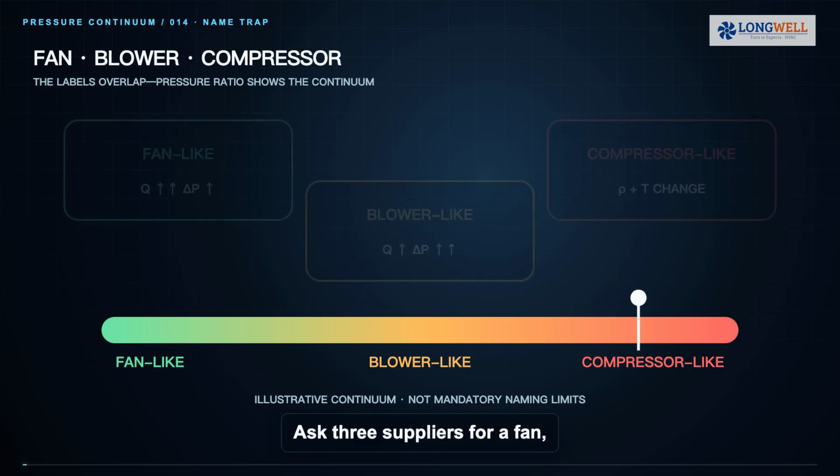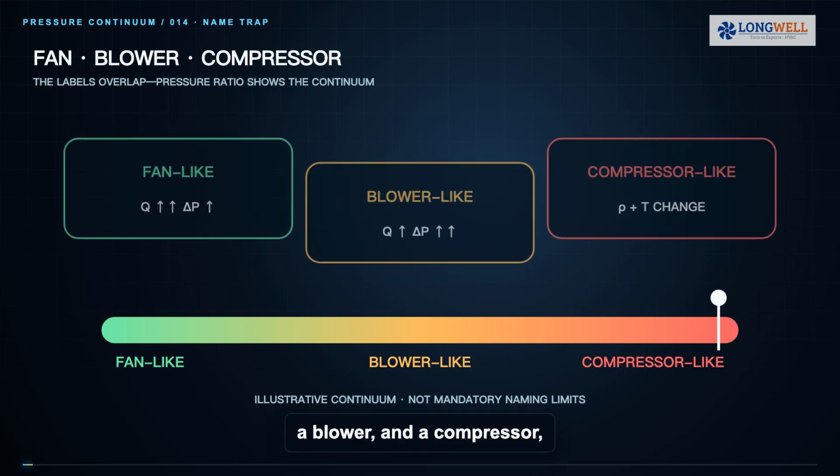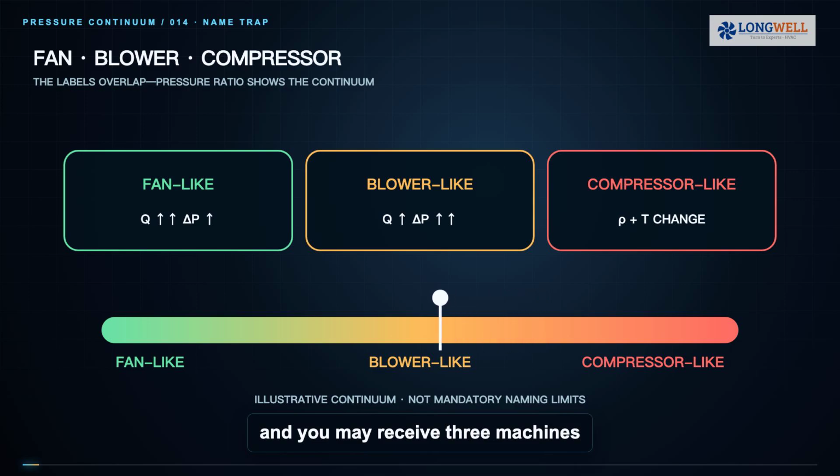Ask 3 suppliers for a fan, a blower, and a compressor, and you may receive 3 machines that overlap. The names are not separated by one universal pressure number. The useful way to understand them is as a pressure rise and gas compression continuum. In the next 4 minutes, we will place the labels on that continuum, compare the mechanisms, and build a specification that cannot be confused by product names.